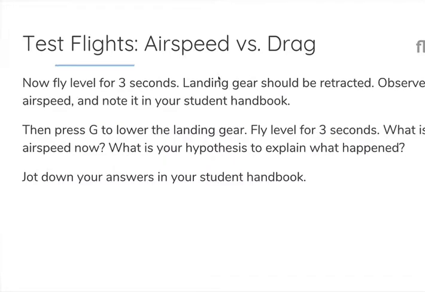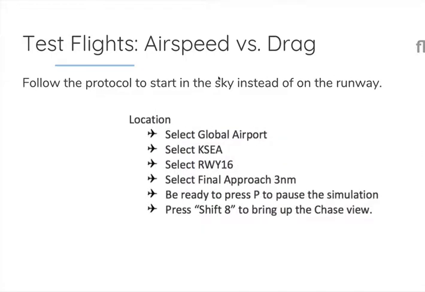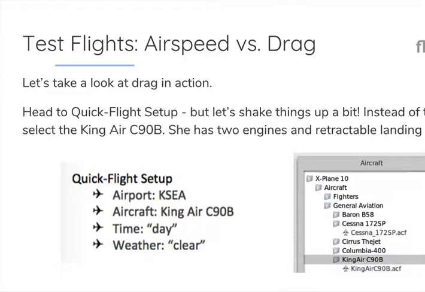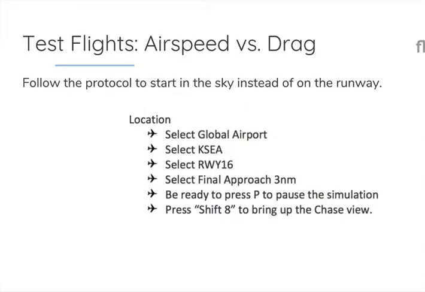Let me click on this. And your airport's going to be different. So you're going to select KSEA Airport, aircraft King Air C90, time of day, weather clear. But your location, instead of on the runway, you're going to select runway 16, final approach 3 nautical miles. Pause it once you get to that point, all right?